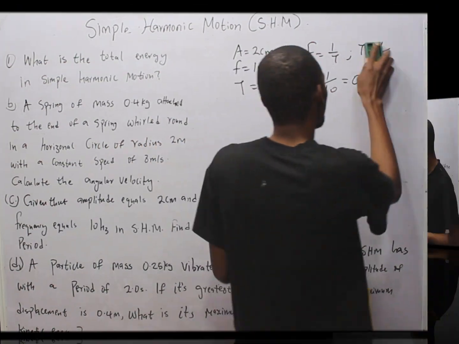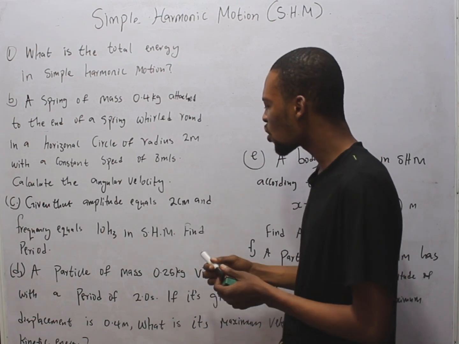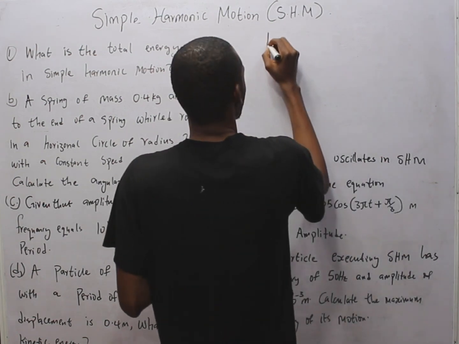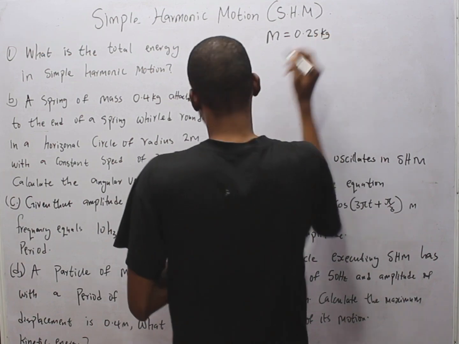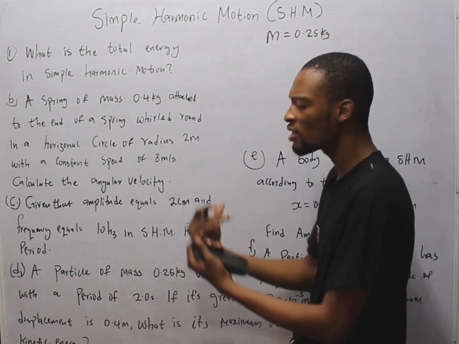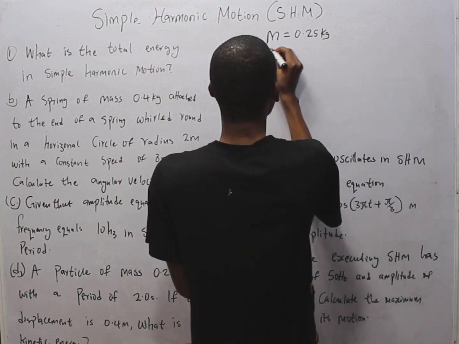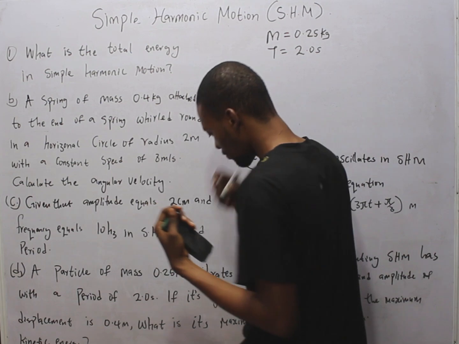Let's see the next question. It says a particle of mass 0.25 kg. So mass M is equal to 0.25 kilogram, vibrates with a period of 2.0 seconds. So period is equal to 2.0 seconds.